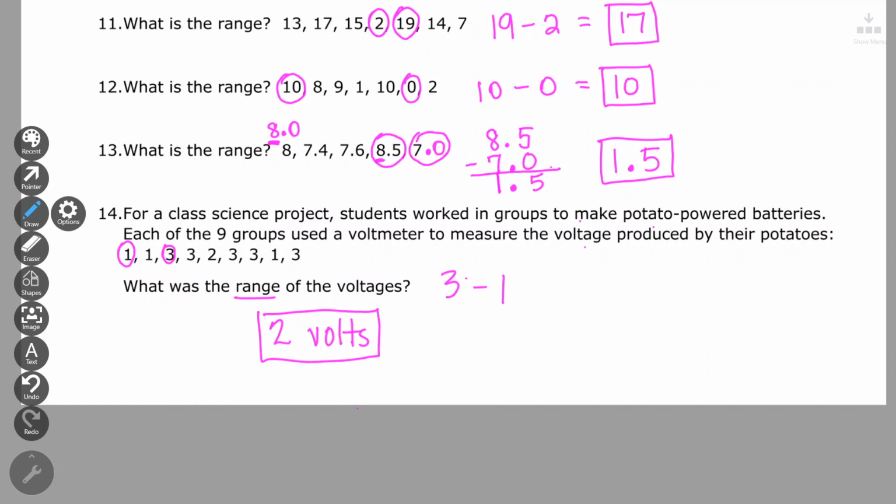2 volts would be the range. So now you are able to log on to IXL and complete lesson CC.1.